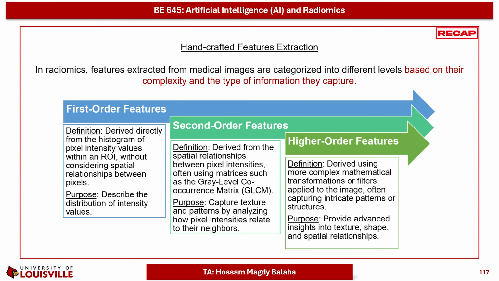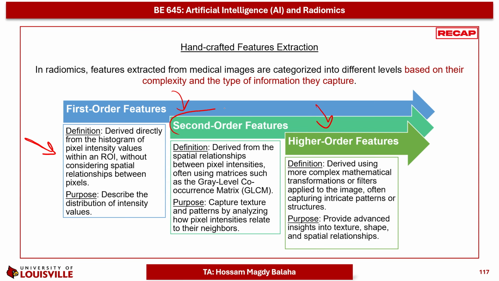We introduced the handcrafted features: first order, second order, and higher order features. The first order deals with the pixel intensities themselves, and the second order deals with the relationship between the current pixel and the neighbors, and higher order features deal with more complex mathematical transformations or filters, and we introduced the purpose of each of them.